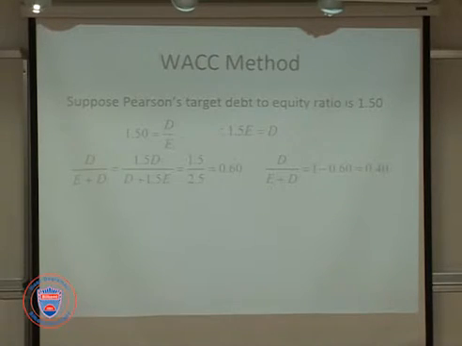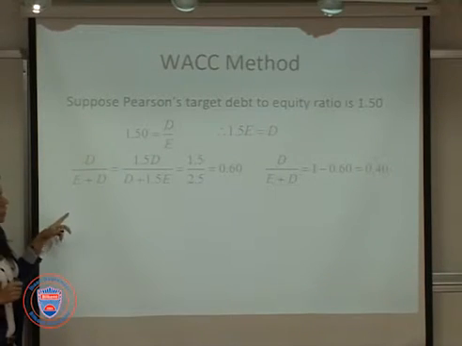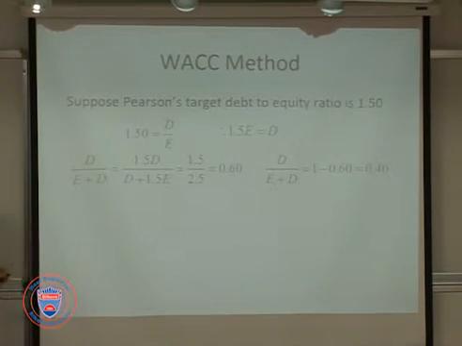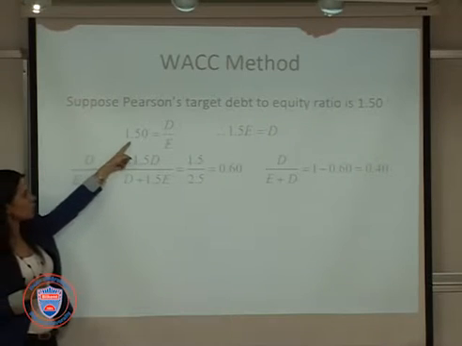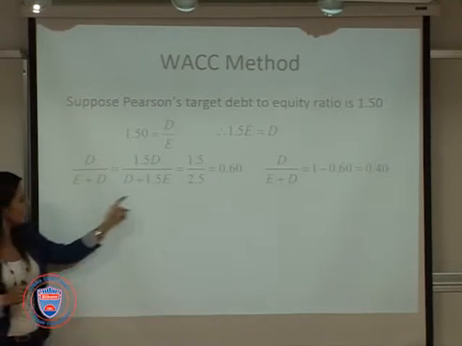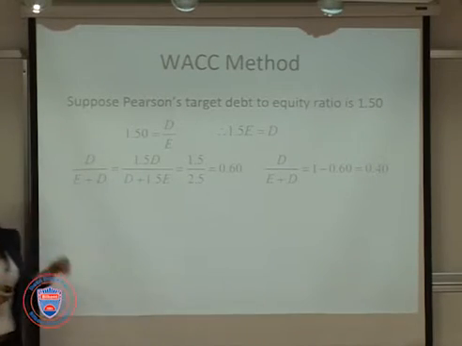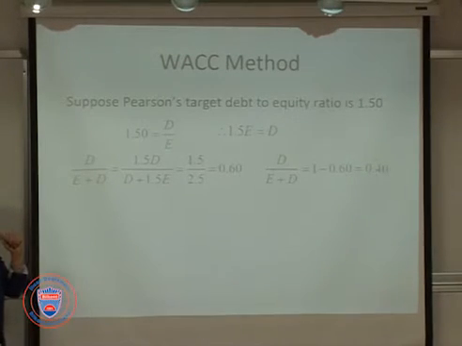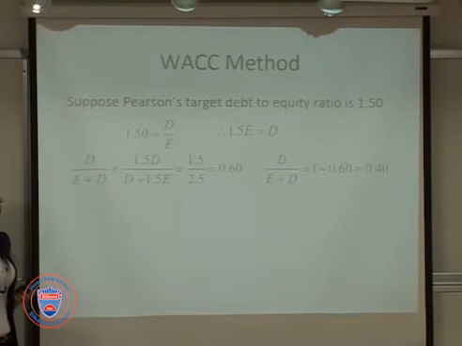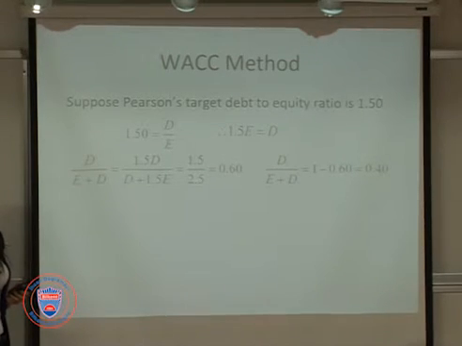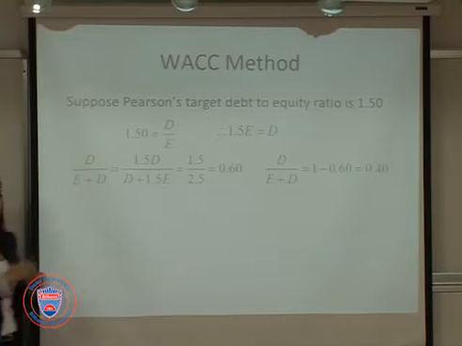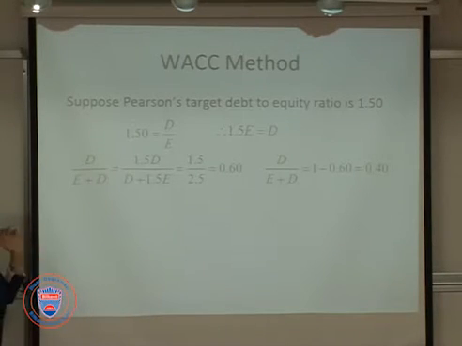Going back to our Pearson example, if the target debt to equity ratio is 1.5 for Pearson, so weight of debt is 60%, weight of equity is 40%, which was the original thing, right? Oh, no, it's not. Sorry, this is something else. This is the target ratio. I'm sorry, taking it back.